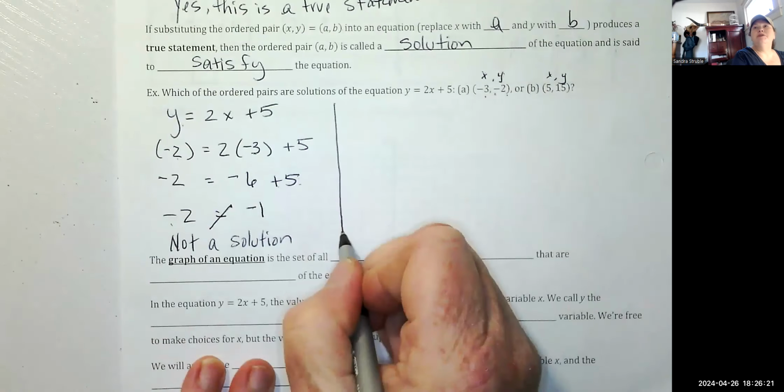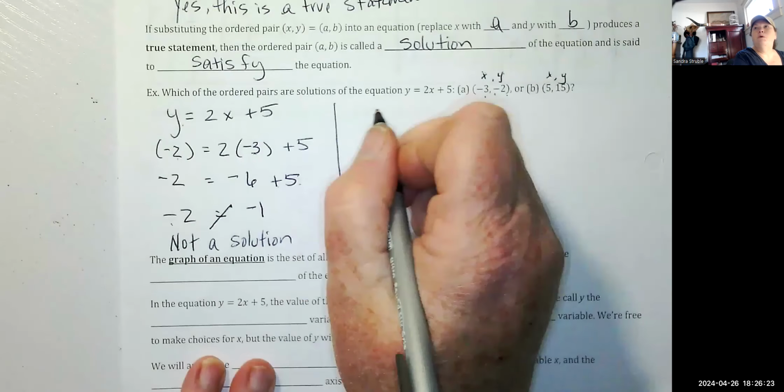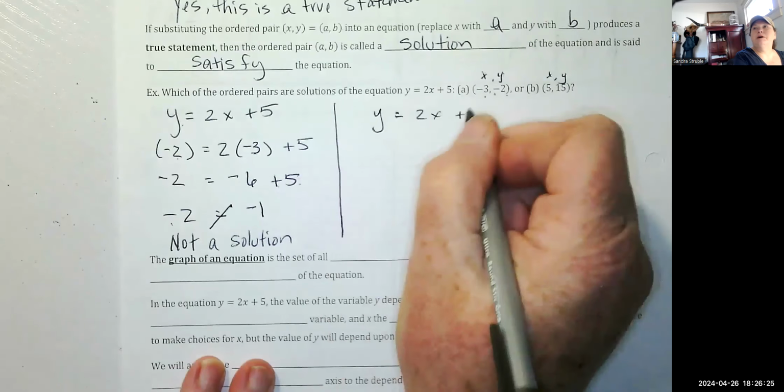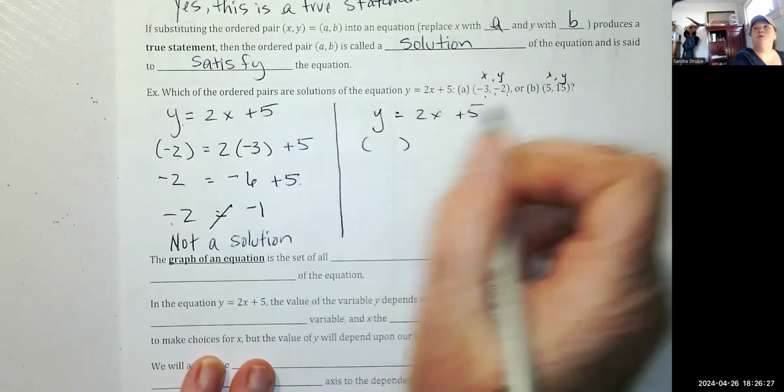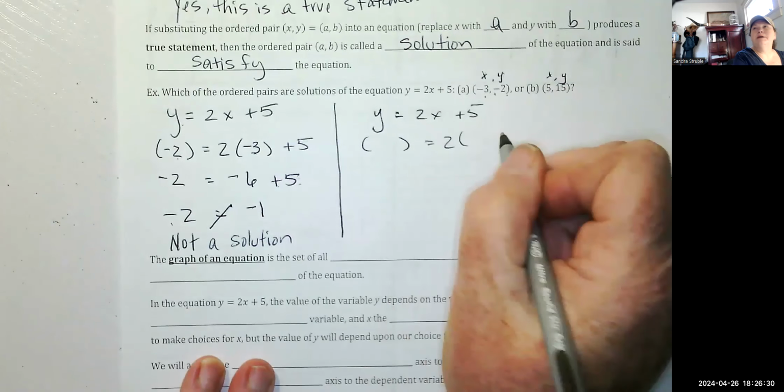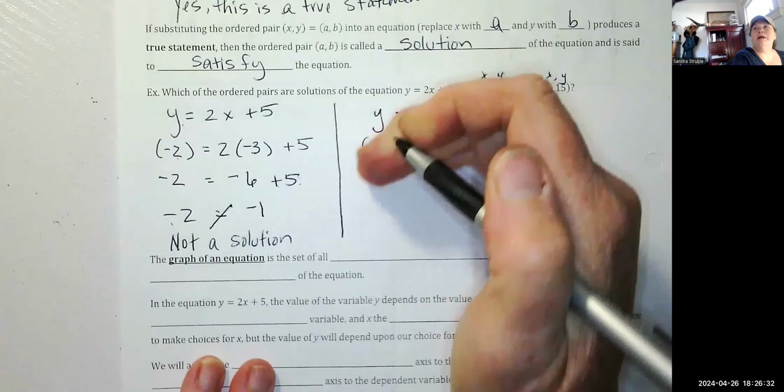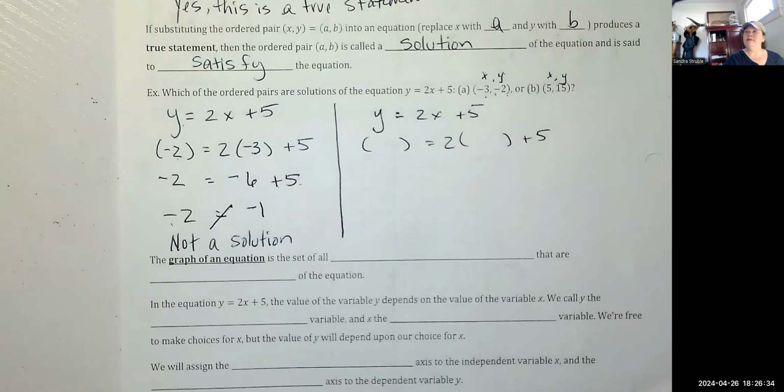Well, I want you to pause the video and do this next one yourself. Y equals 2x plus 5, where the y is, substitute the y, where the x is, substitute the x. Bring down the left side, solve the right side, bring it down, see if they equal. Pause the video and then come back to see how I did it so you can see if you were right.